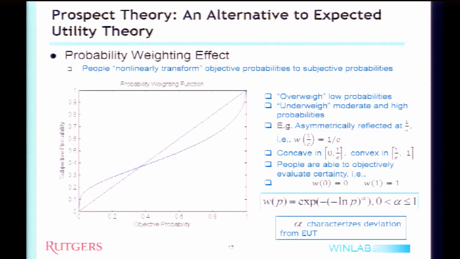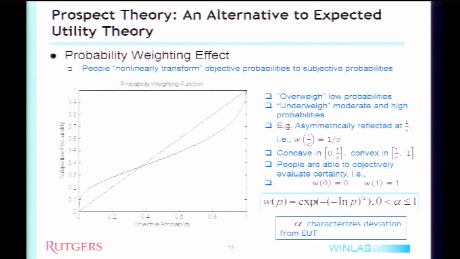Usually, the probability weighting function here is asymmetric, reflected at 1/e. It is concave in the lower region and convex in the upper region. But one thing is that people are objective in evaluating certainty. It means that when the event is impossible, W(0) is still 0.